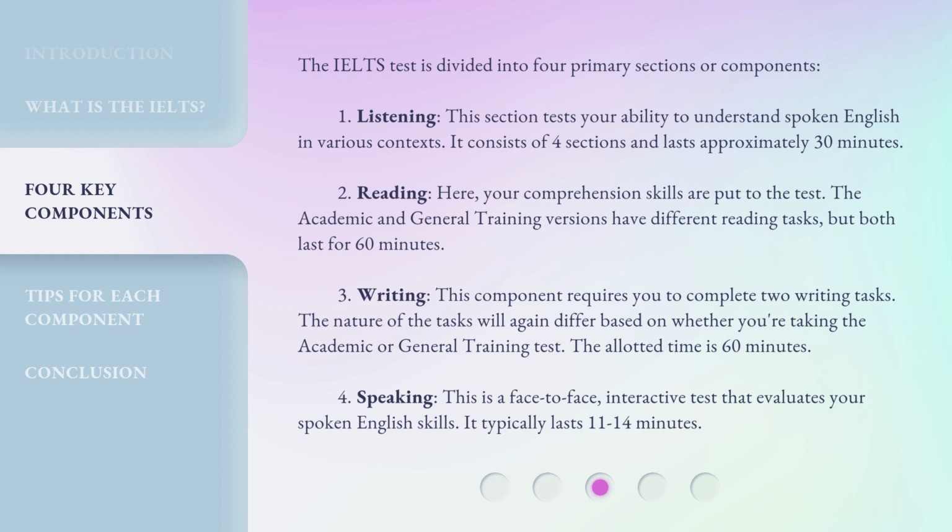3. Writing. This component requires you to complete 2 writing tasks. The nature of the tasks will again differ based on whether you're taking the academic or general training test. The allotted time is 60 minutes. 4. Speaking. This is a face-to-face, interactive test that evaluates your spoken English skills. It typically lasts 11 to 14 minutes.